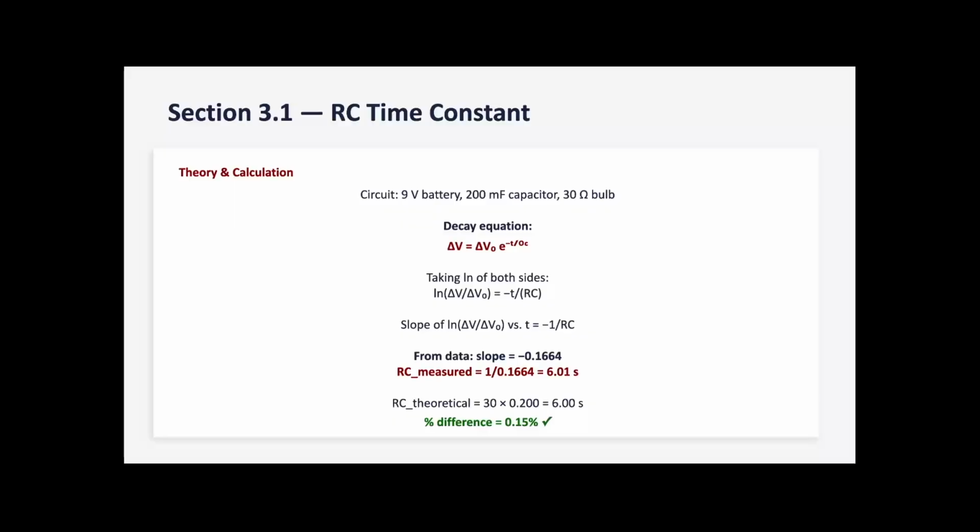From a linear fit to my 20 data points, the slope was negative 0.1664 per second, which means that RC measured equals 1 over 0.1664, which is 6.01 seconds. The theoretical value is 30 ohms times 0.200 farads, which equals exactly 6 seconds. That's a difference of less than 0.2%. Excellent agreement, confirming the exponential decay model for RC circuits.